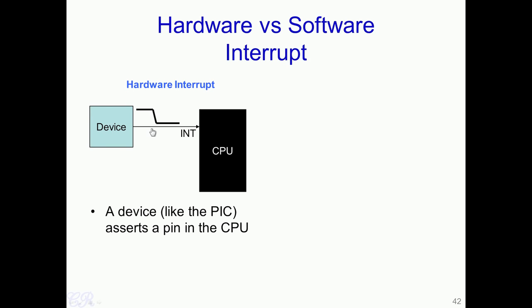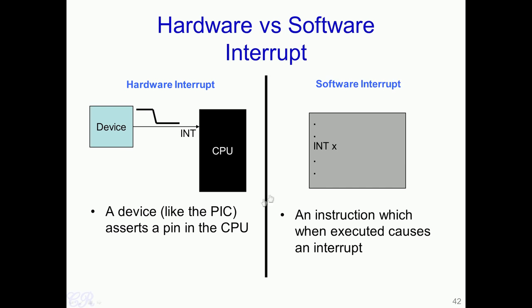As we have seen in the previous videos, this device would typically send a signal to the CPU through an intermediate device such as a PIC, or programmable interrupt controller. In much the same way, we have what is known as a software interrupt. However, unlike having an external device which causes the interrupt, here an instruction in the program would trigger the interrupt.